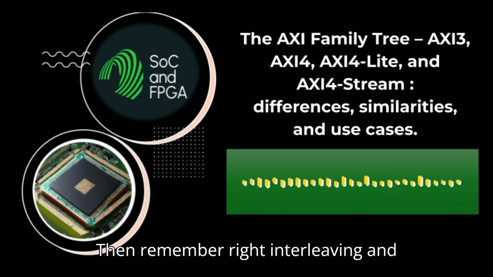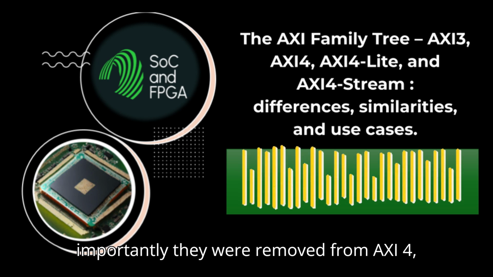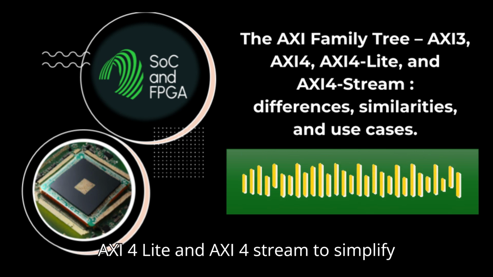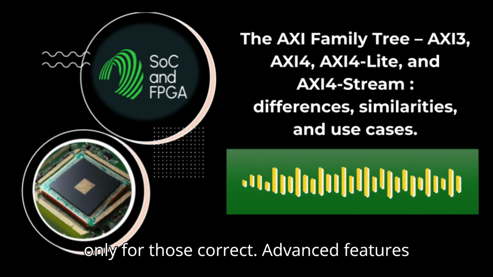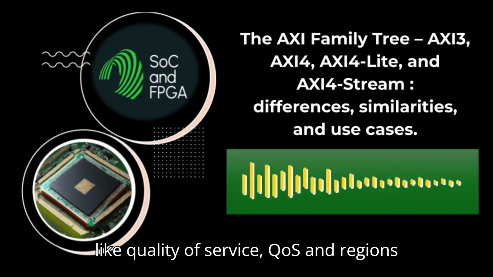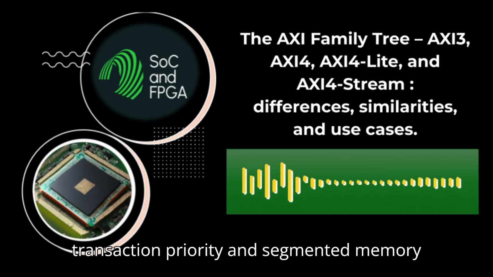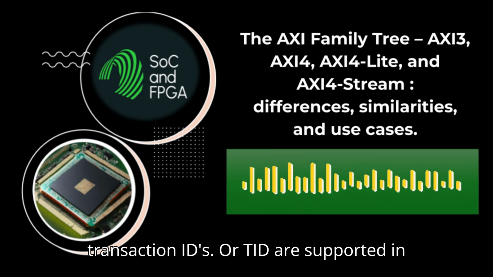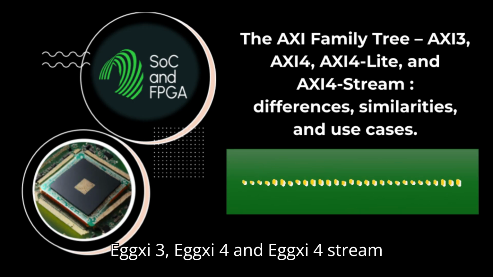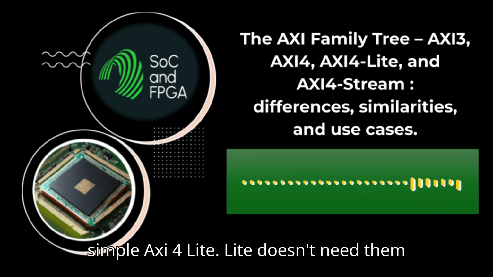Then remember, interleaving and locked transfers were supported in AXI3, but importantly, they were removed from AXI4, AXI4 Lite, and AXI4 Stream to simplify system design and arbitration. Okay, AXI3 only for those. Correct. Advanced features like quality of service, QoS, and regions are found only in AXI4, offering transaction priority and segmented memory mapping. AXI4 exclusives. Exactly. Transaction IDs, AXI ID or TID, are supported in AXI3, AXI4, and AXI4 Stream for stream identification, but not in the simple AXI4 Lite. Lite doesn't need them.